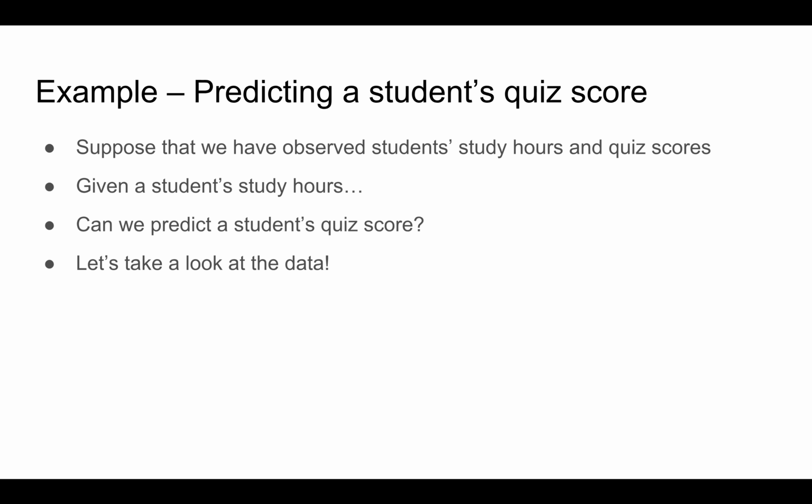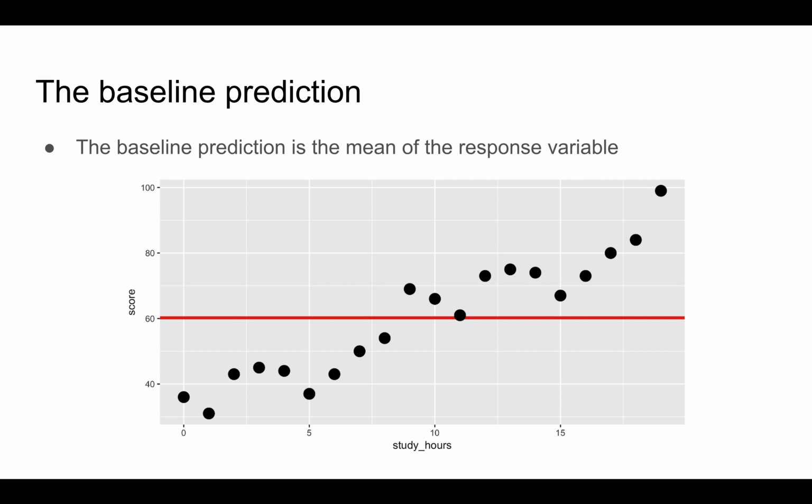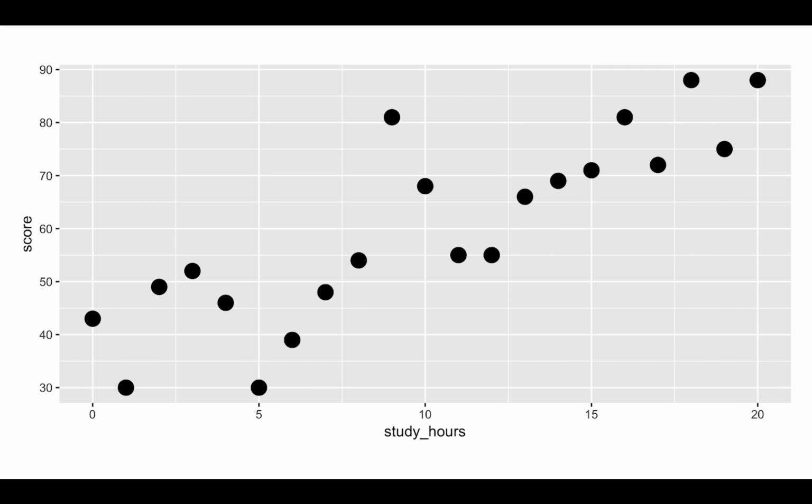Let's make things concrete by looking at a real example of predicting a student's quiz score, given how many hours the student studied. So if you plot the data, it looks like this. The data basically shows that quiz scores seem to go up as students study more hours.